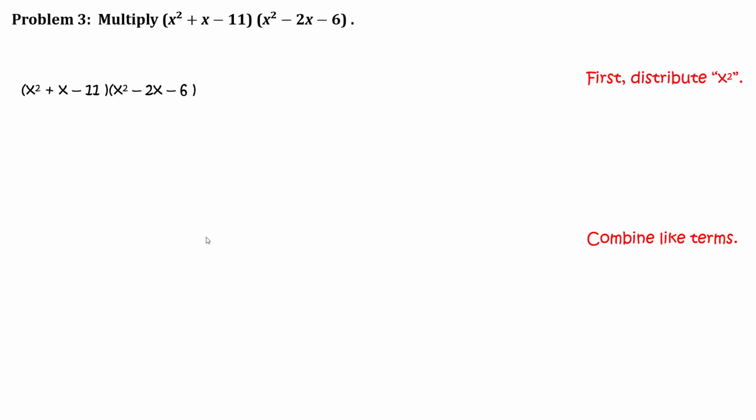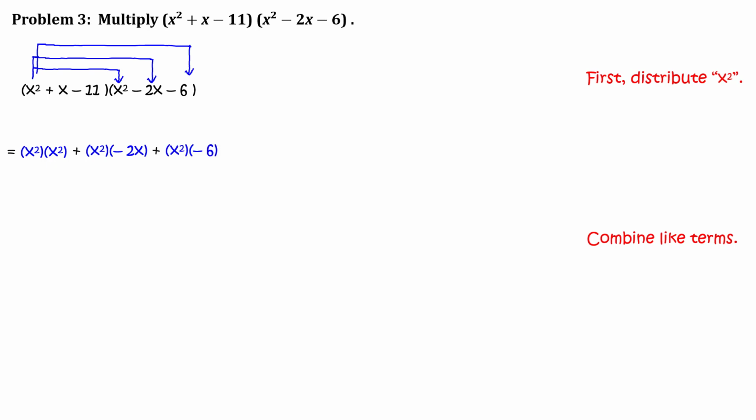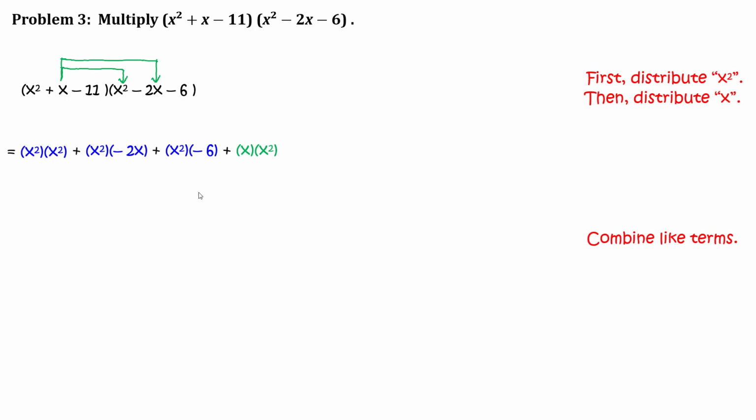Okay, so let's first distribute the x squared. X squared times x squared plus x squared times negative 2x plus x squared times negative 6. So I ignored the x, ignored the negative 11, just distributed the x squared. I'm not going to worry about what they multiply to just yet. Then I'm going to distribute the x. I've removed the arrows for the first distribution just so things don't get crowded. X times x squared plus x times negative 2x plus x times negative 6.